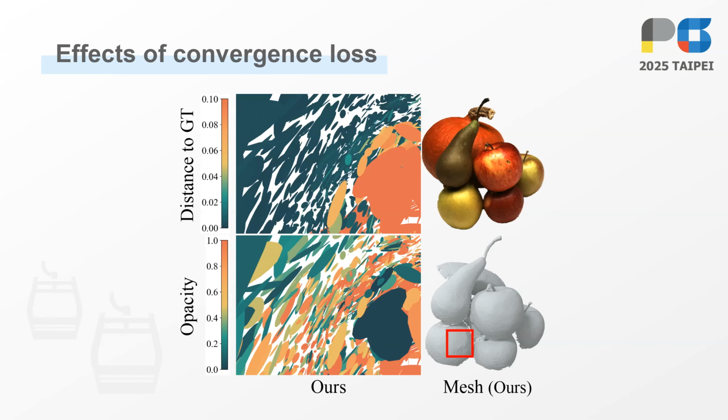This figure illustrates the Gaussian distribution within a glossy region after the application of the convergence loss. It can be observed that our method successfully increases the density of Gaussian primitives near the true surface and effectively attracts nearby Gaussians to converge onto the surface. This convergence behavior directly facilitates more continuous and complete reconstructions.